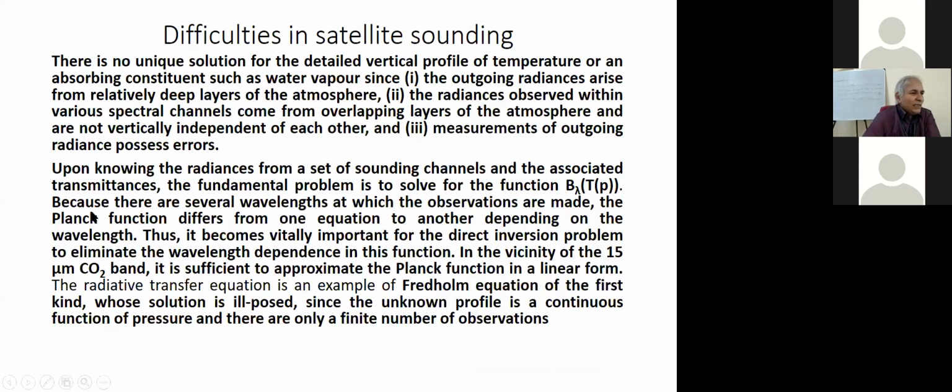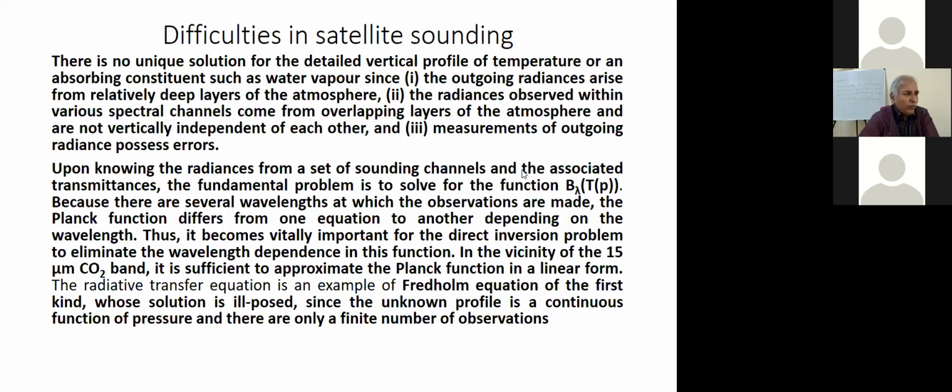So, difficulties in satellite remote sensing. This is what I was actually indicating. The outgoing radiance arises from relatively deeper layers of the atmosphere. I showed you the weighting function that's not confined to one level. If you recall, if I take 200 hectopascal, the weighting function corresponding to wavelength A, which is at the center of the absorption band, also has contributions from the other two areas. So the radiance observed within various spectral channels comes from overlapping layers in the atmosphere, and these are not vertically independent of each other.